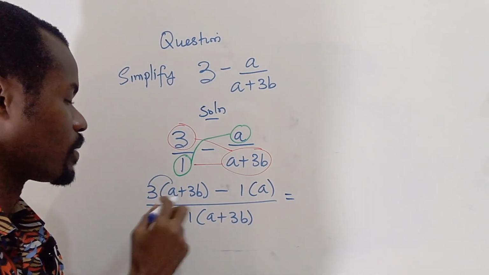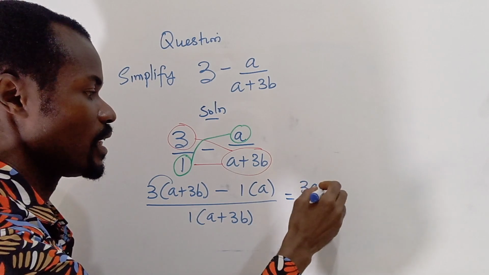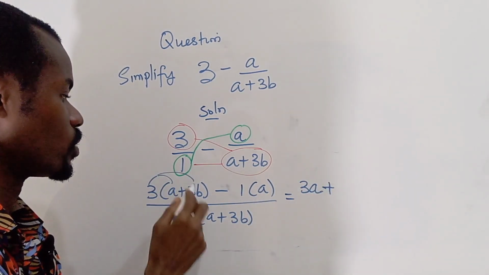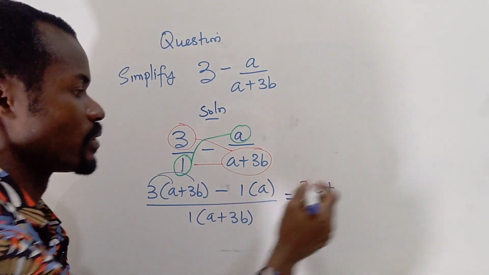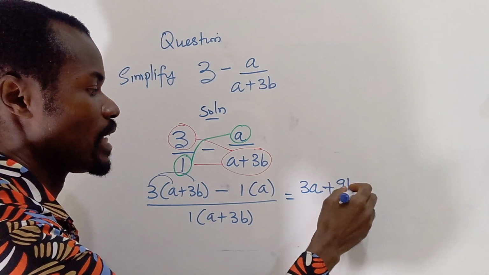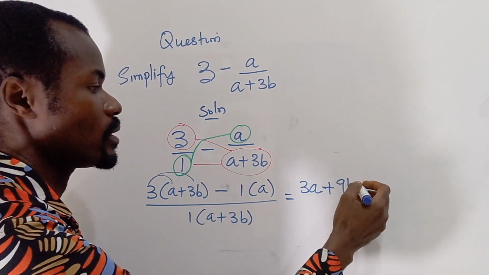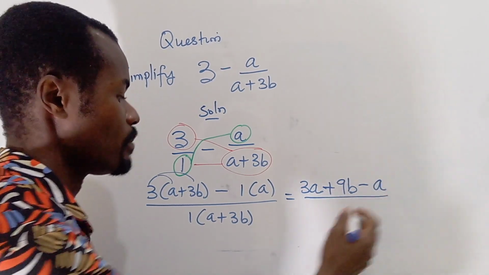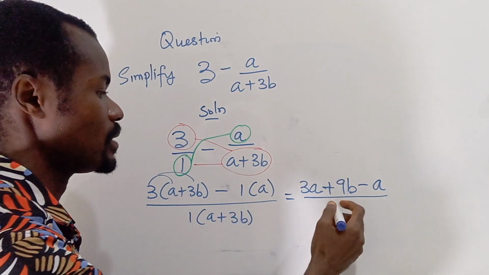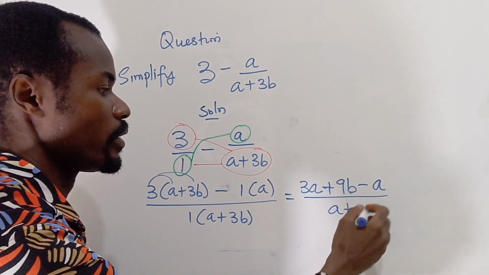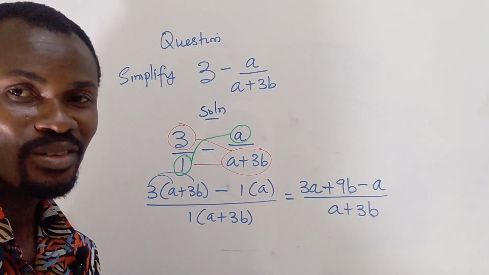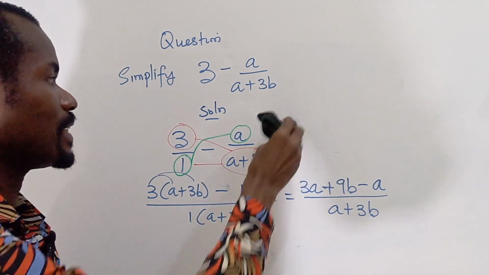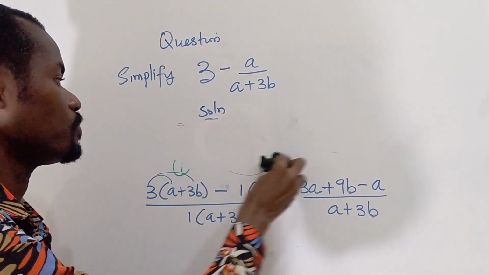So 3 is going to multiply a, which gives 3a, plus 3 is also going to multiply 3b, so 3 times 3 is 9, so we have 9b, minus 1 times a, which is a, divided by 1 times all this, which is a plus 3b. Okay, from this step, we can see that something is alike.